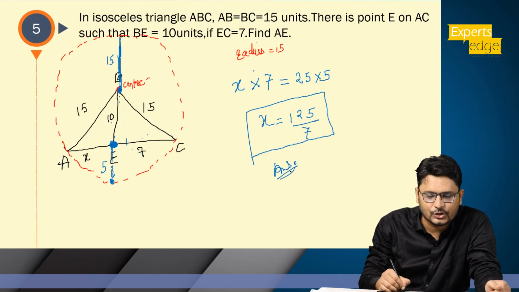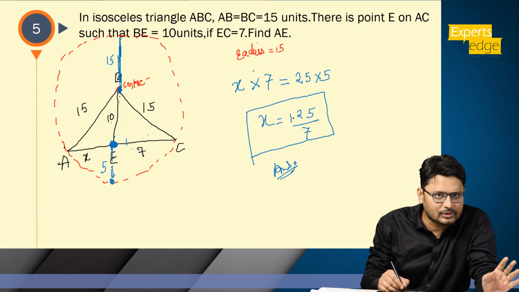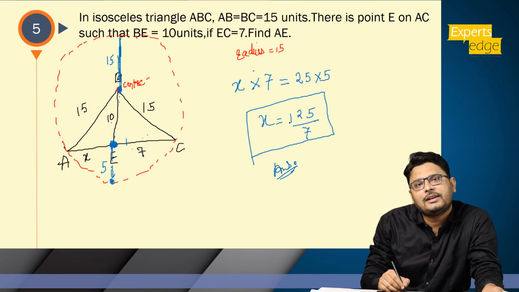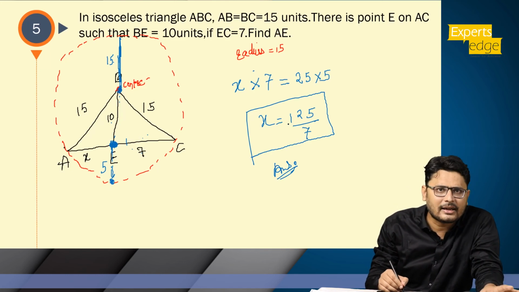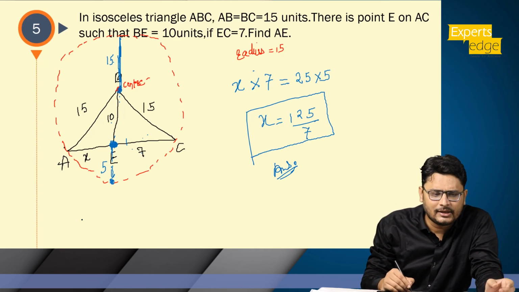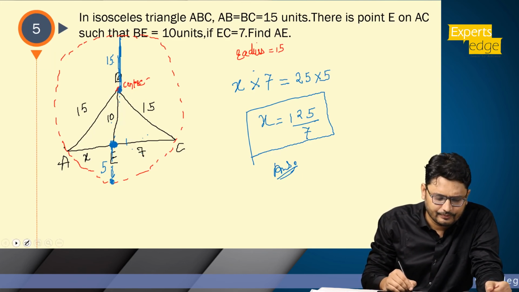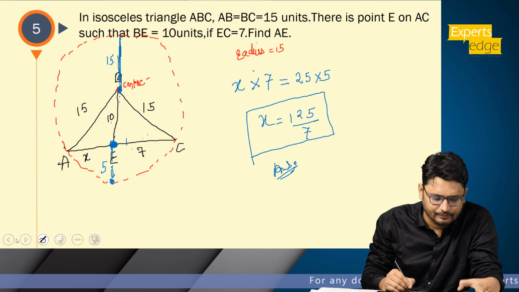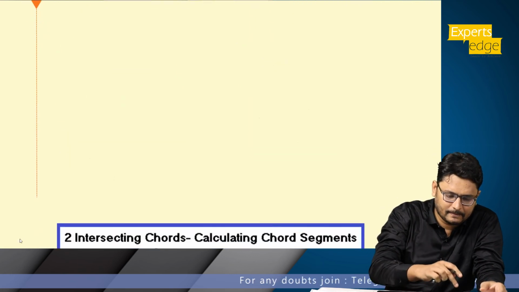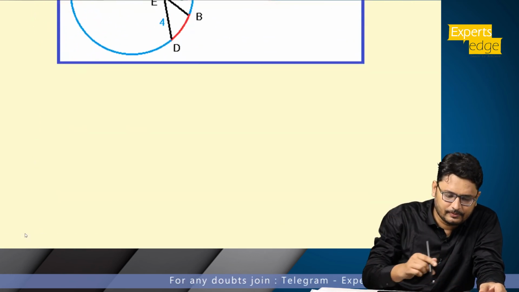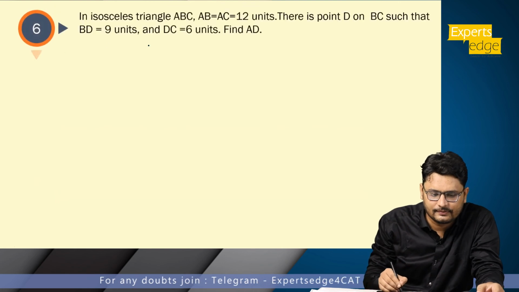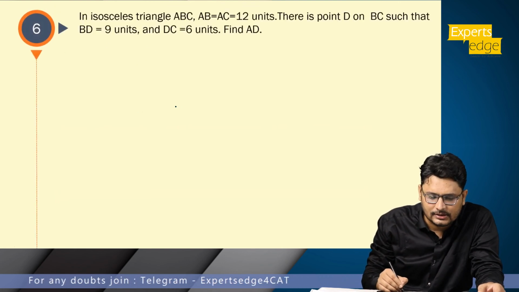ये ट्रिक या ये शॉर्टकट कब चलेगा? जब भी आइसोसेलेस ट्रायंगल का क्वेश्चन हो and it is related with the sides, ठीक है? एंगल से रिलेटेड में नहीं लगेगा ये, ठीक है? Just take one more question for practice. So this was a chord question number 6. ठीक है? Similar sort of.